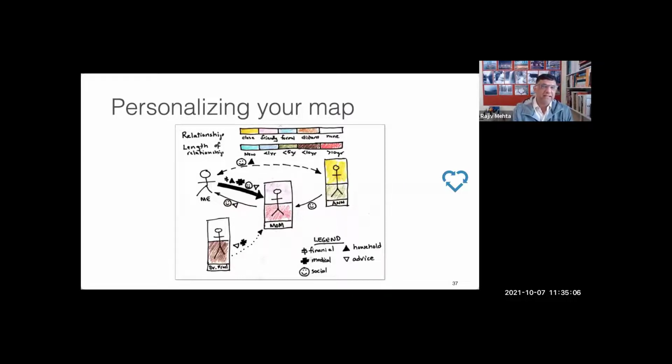Dr. Fred. She used the bottom part of the rectangle to color in to acknowledge how long she has known this person. So she's known her friend Anne for less than 5 years, her mom all her life, etc. And then she also came up with some symbols in a legend to indicate the type of care being provided. So she and her friend are social friends. They help each other with various household things. She helps her mom with everything and so forth.